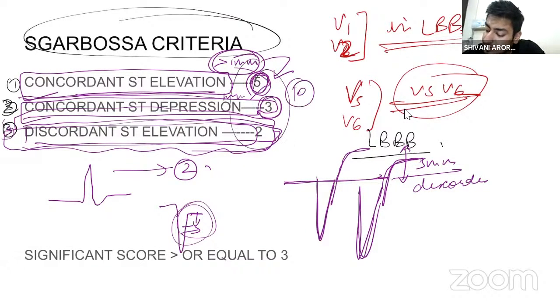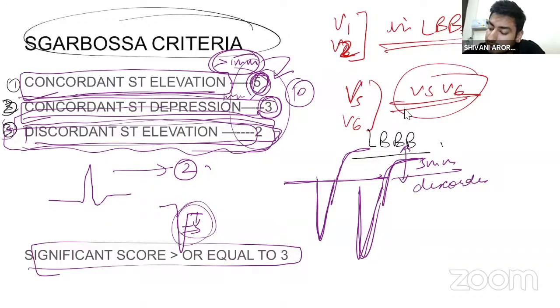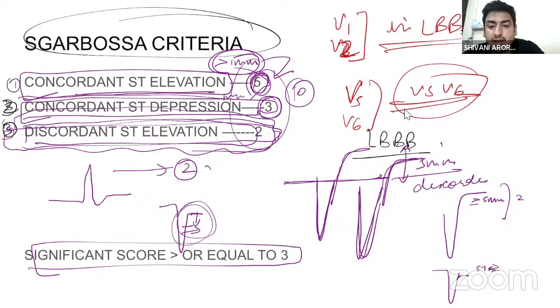We can have discordant ST elevation more than or equal to 5 mm, given a score of 2. Concordant ST depression more than or equal to 1 mm, given a score of 3. And concordant ST elevation more than 1 mm, given a score of 5. So a score of 3 or more than 3 is called significant.